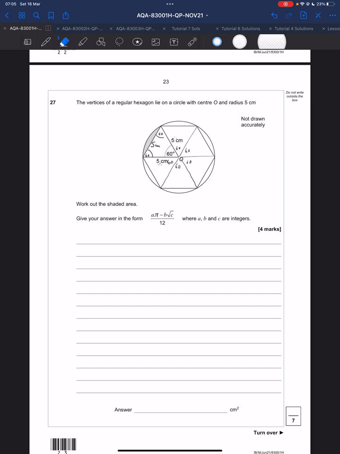Okay, so I'm going to take some of these drawings out. I can't take that one out, it wants me to keep that one in. Okay, so I've got an equilateral triangle there. Work out the shaded area. Give your answer in this form here, where A, B and C are integers. Right, so it's 4 marks.